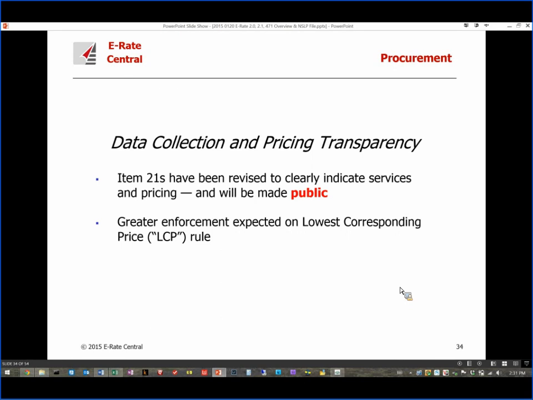There's also going to be much more enforcement on lowest corresponding price, and I think you're going to see just quite a straightening out, if you will, of the vendor community to do things above board.